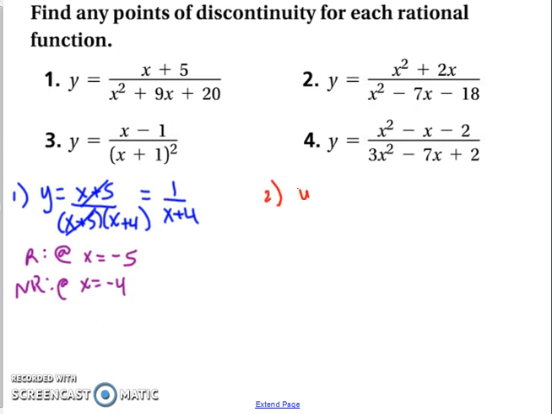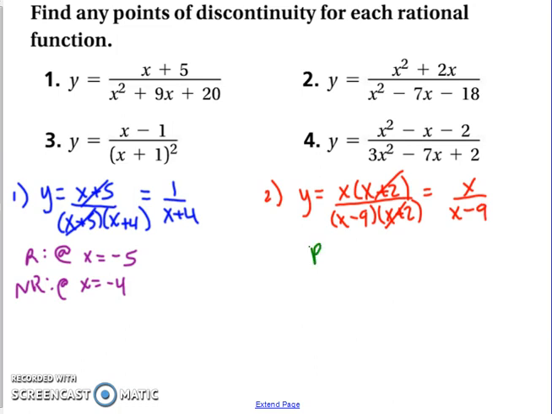For number 2, again, I'm going to factor everything that I can. So x plus 2 on the top. On the bottom, I have x minus 9, x plus 2. I can cancel out my x plus 2's, so I have x over x minus 9. And I have removable at x equals -2, since I took out the x plus 2's. And I have non-removable at x equals 9, since I did not remove that.